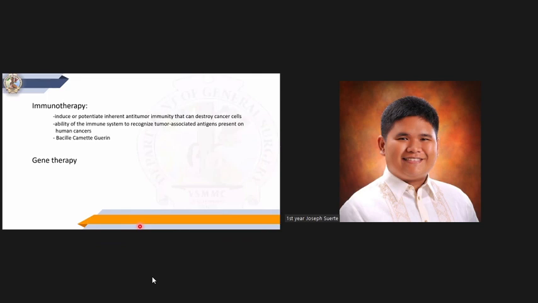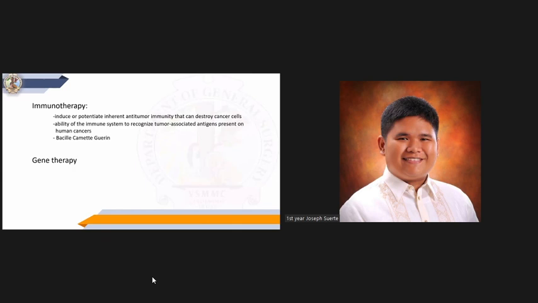The next is our immunotherapy, which in a way induces or potentiates your inherent anti-tumor immunity of the body that can destroy your cancer cells. So this activates the immune system, and the immune system will recognize your tumor-associated antigens present in your human cancers and destroy them. So an example is your administration of Bacillus Calmette-Guerin, or your BCG, especially in the treatment of your bladder CA.